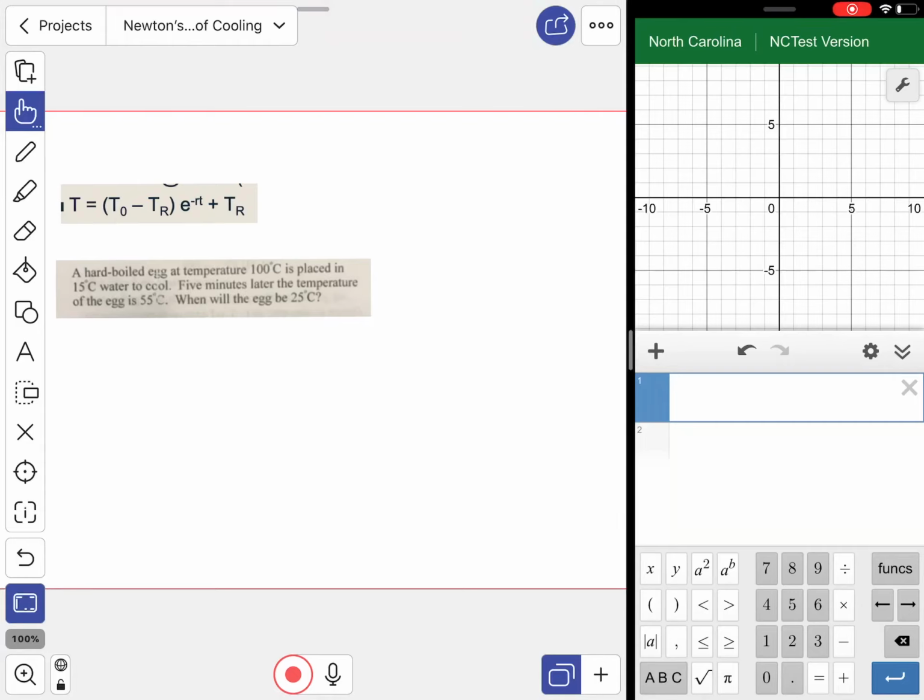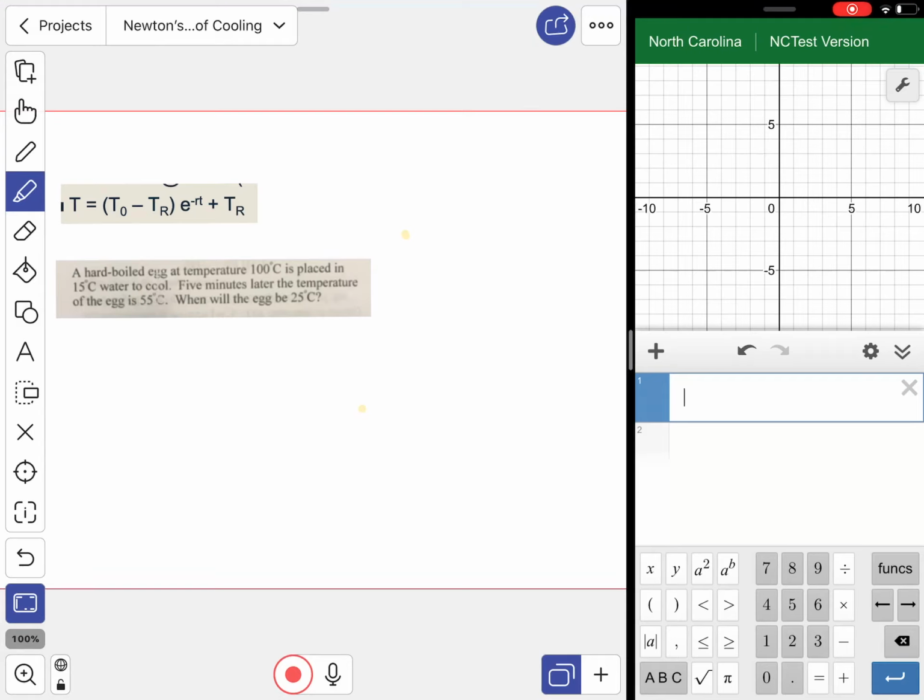All right, so for this particular problem, we are going to look at how to use Desmos to find the K value. The first part of this problem was actually in the video. It said a hard-boiled egg has a temperature of 100 degrees Celsius, placed in 15 degrees Celsius water to cool. 5 minutes later, the temperature is now 55 degrees Celsius. So we're going to use that information to help us find the rate at which it's cooling.